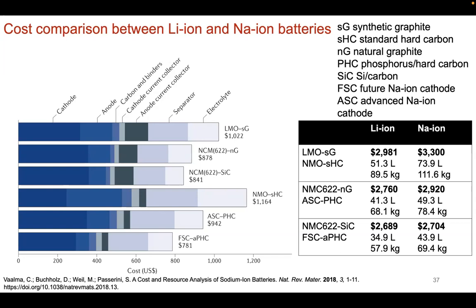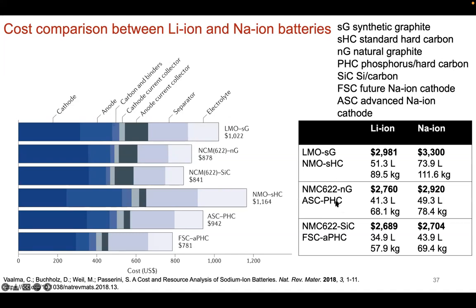So if you look at this very beautifully colored bar plot, what you see is a number of modeling scenarios. What we just talked about was lithium manganese oxide with synthetic graphite versus sodium manganese oxide with synthetic hard carbon. So the cost comes down to, for lithium ion batteries, $2,981, but sodium ion batteries, interestingly enough, comes out to higher than that once you actually end up making the entire battery.